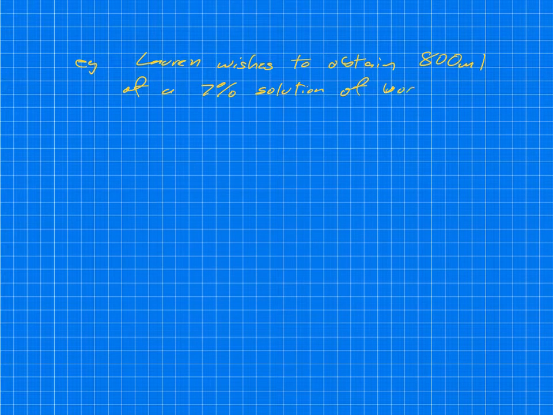Here's another example. Lauren wishes to obtain 800 milliliters of a 7% solution of boric acid by mixing a 4% and a 12% solution. How much of each should she use?